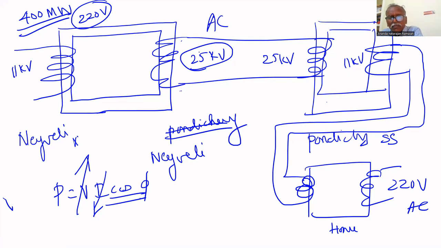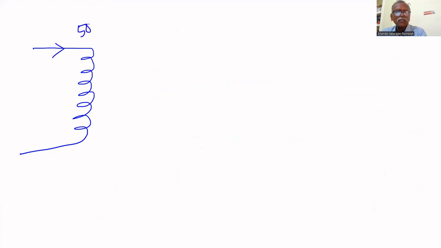So we transmitted 25 kilovolt, reduced to 220 volt by using a transformer. How the transformer works, that we will see now. Suppose I am having a coil. Coil means it is insulated wire. Some 500 turns are there, N equal to 500. Here I am giving 220 volt.